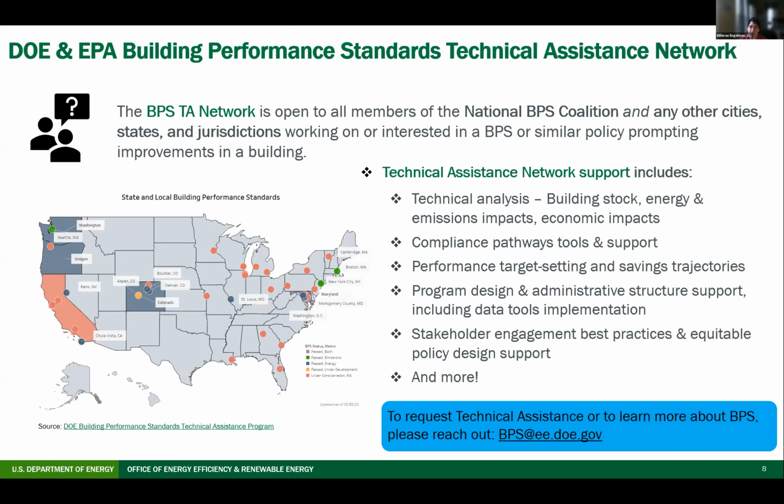In terms of the federal resources that are available, the Department of Energy has stood up alongside our colleagues in the Environmental Protection Agency a technical assistance network for building performance standards that is open to any and all state or local jurisdictions who are interested, already adopting or implementing these types of policies. And that is both for jurisdictions that are in the coalition and also those who are not in it for whatever reason. And this technical assistance network supports a variety of different activities, technical analysis of the policies being a key one, but also implementation structure support and data tool technical assistance for the suite of software tools that we offer, policy design support, and many, many more.